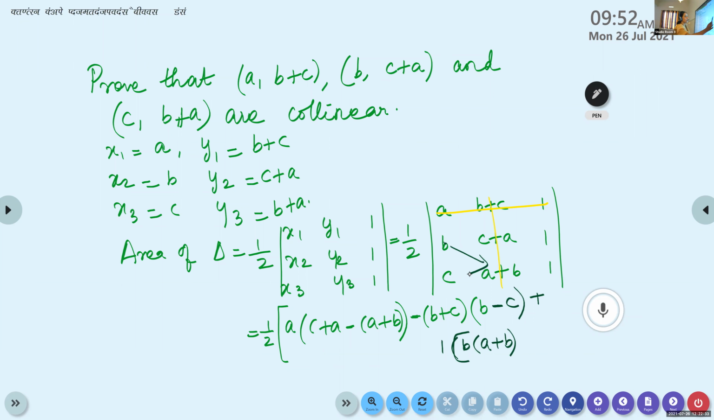If you leave this row and column, we are taking along the first row. So if you leave this row and column, b into a plus b, then minus c into c plus a, minus c into c plus a. Okay, so now you expand it.